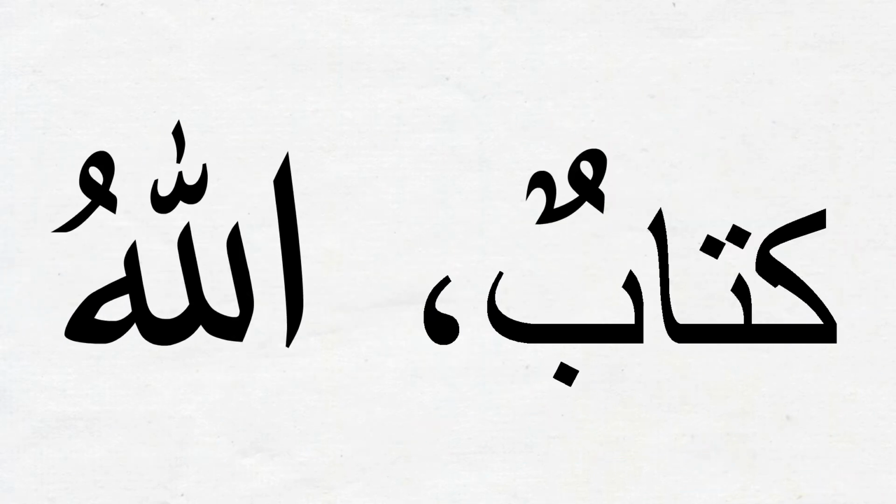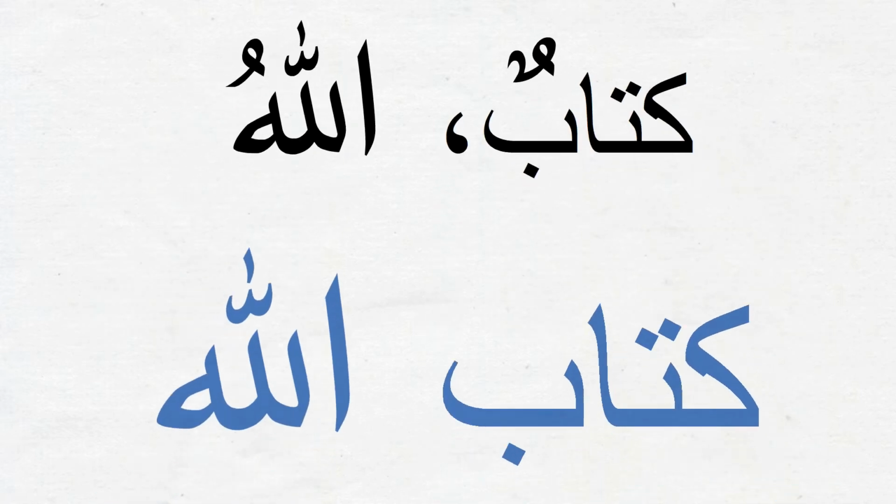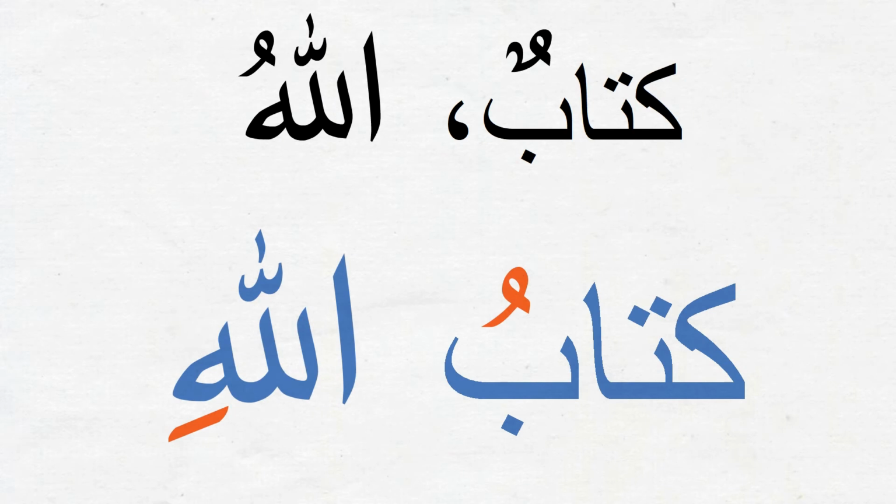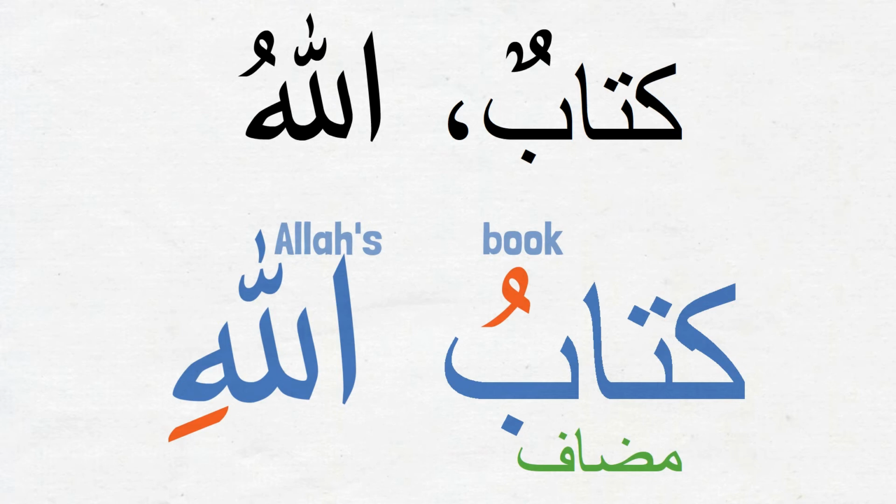Next we have kitabun wa Allahu. How can we say the book of Allah? Kitabullahi, the book of Allah. Kitabu here is the mudaf, and ism Allahi is coming as the mudaf ilayh of the idafa.